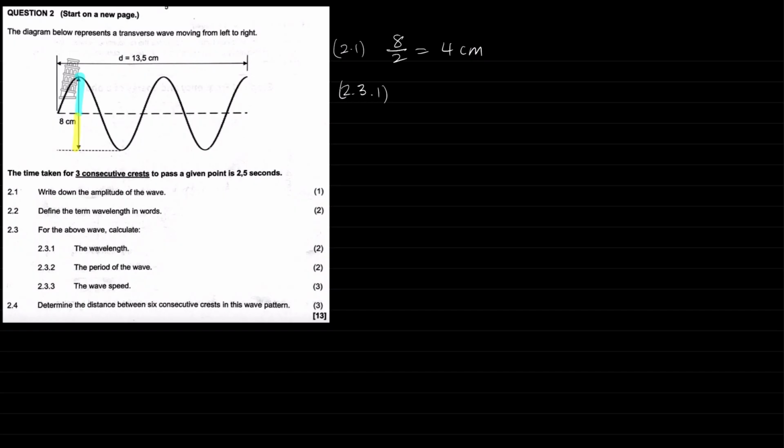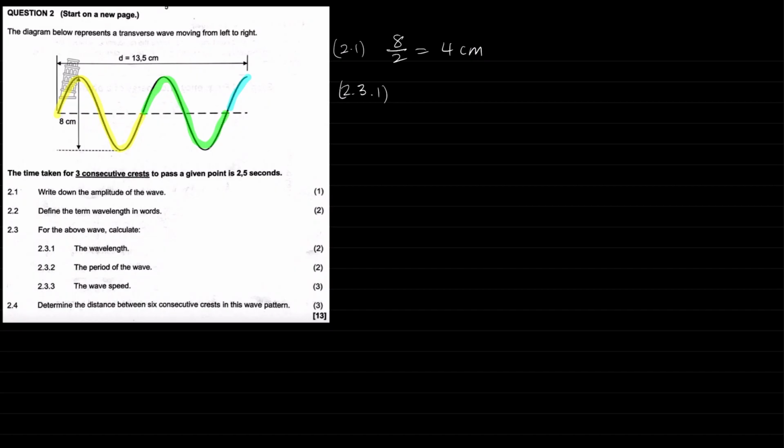For the above wave, calculate the wavelength. Now, to calculate the wavelength, we need to use the distance that they've given us and then do some division. So let's first count the number of waves that distance is measuring. So we can measure from here. This is going to be one wave. This is going to be another wave. So 2 waves, and this is a quarter of a wave.